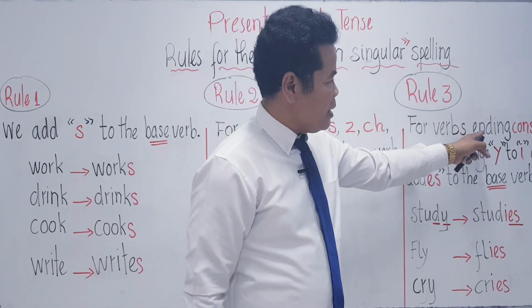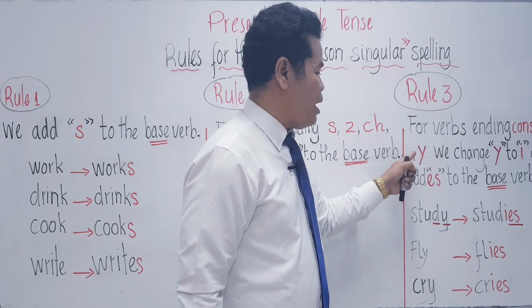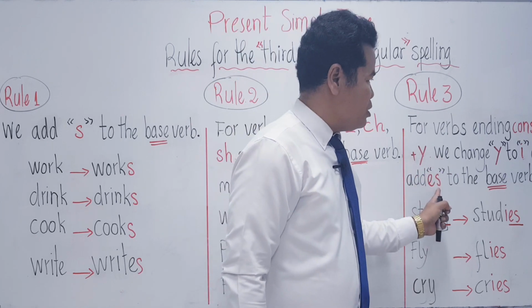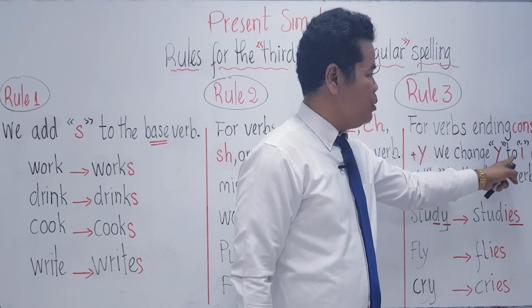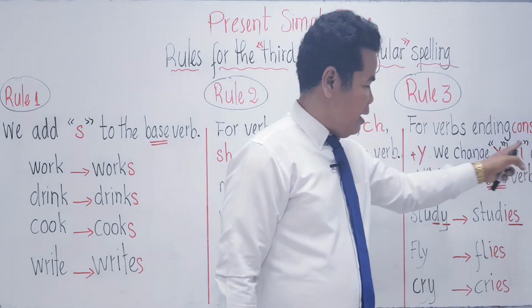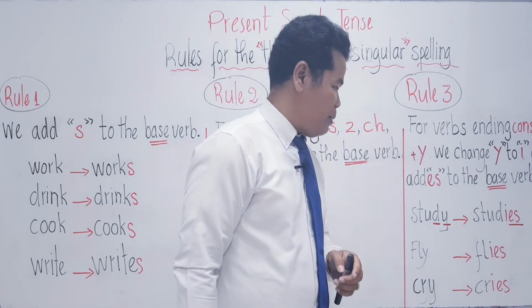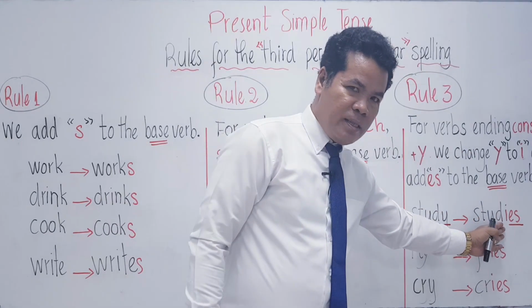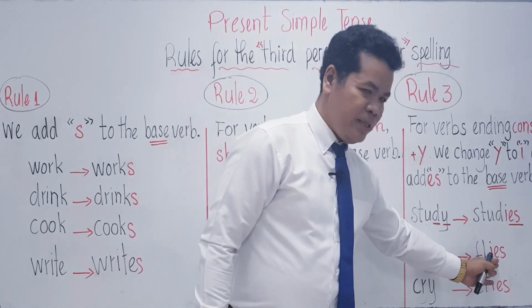For words ending in a consonant plus letter Y, before we add ES to the verb, we have to change letter Y to letter I first, and then we add ES to the base verb. For example, study, studies. Fly, flies.